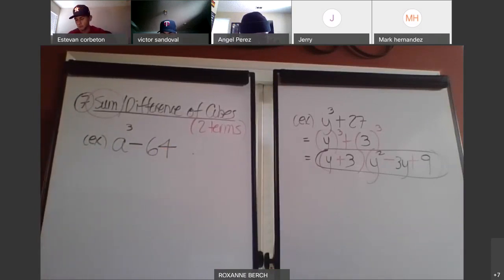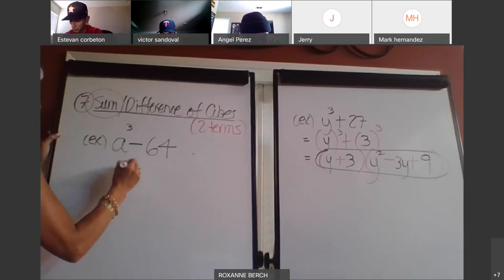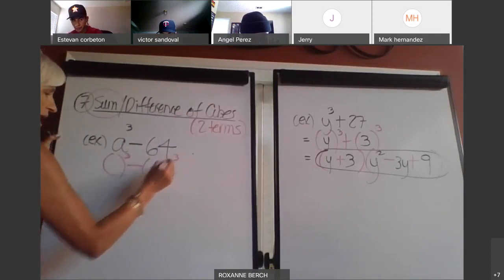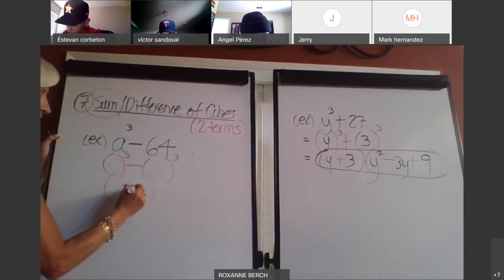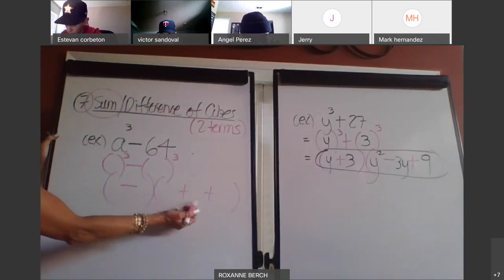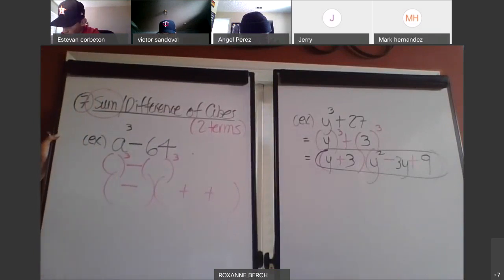So that's not the difference of squares, and it's nothing else. It looks like the difference of cubes. So what you're going to do with this one is you're going to do the difference of 2 cubes, and the answer is going to be a minus plus plus. And how I remember this doesn't make any sense whatsoever, but that's the rule.